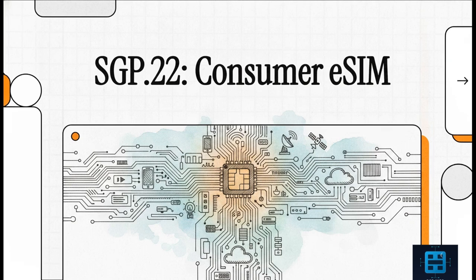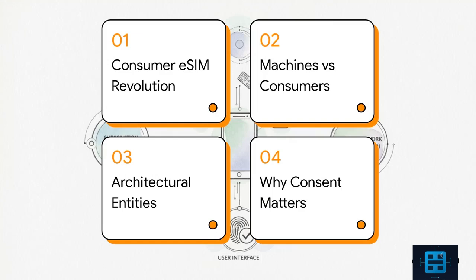Welcome to this explainer. Today, we're unpacking the invisible architecture of SGP22. Now, if you're wondering what that is, it's the GSMA specification that lets you remotely switch your cell carrier without ever having to touch a physical SIM card. We're going to be exploring the futuristic infrastructure that's literally running quietly in the background of your daily life right now. Here's our quick agenda for today.